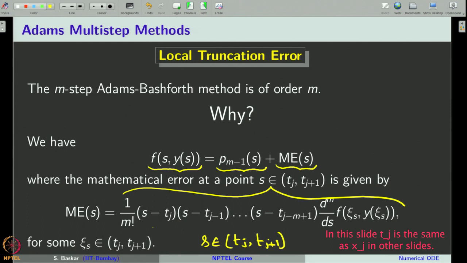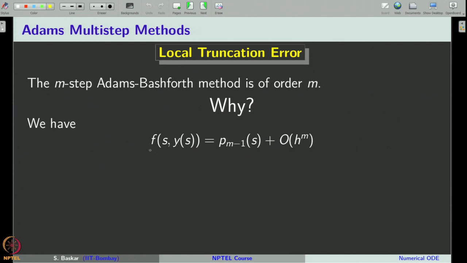Therefore, this is something like h, maybe less than h, and this is something like some constant times h, and similarly everything in this product will be some constant times h. Therefore, this product will be some constant times h to the power of, how many terms are there here? There are m terms, therefore, this contributes h to the power of m. Thereby, you can say that the function is approximated by the polynomial interpolating the function at some node points with the truncation error of order m.